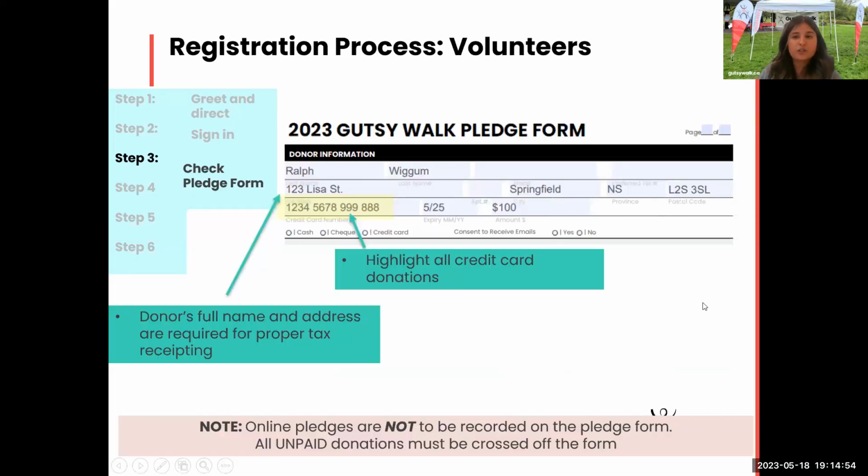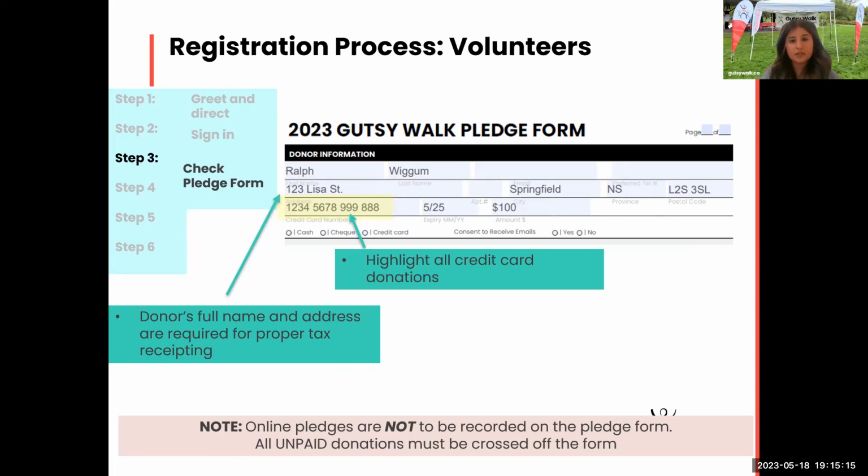On the second page of the pledge form, that is where you'll have the donor information. So this is where they'll have all the information that we need to appropriately issue the tax receipt. So it's really important that we have their name and their address if they want a tax receipt. You'll see three different methods of payment here: cash, check, or credit card. So you want to have them tick that off.